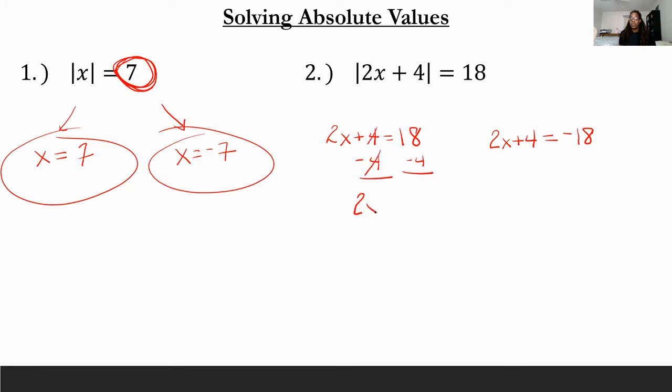So right here, I'm going to subtract 4, because I'm doing the inverse of addition. Then I have 2x is equal to 14. Then I divide both sides by 2, and we have x is equal to 7.